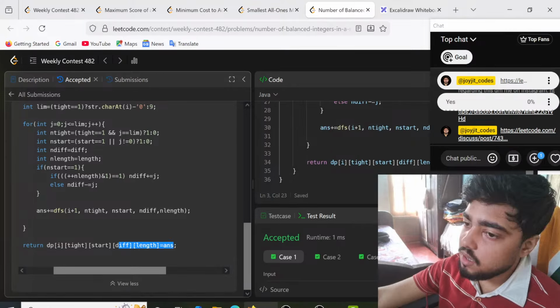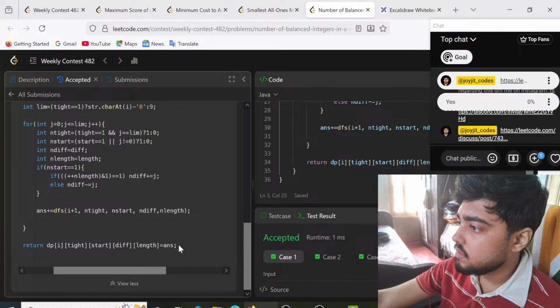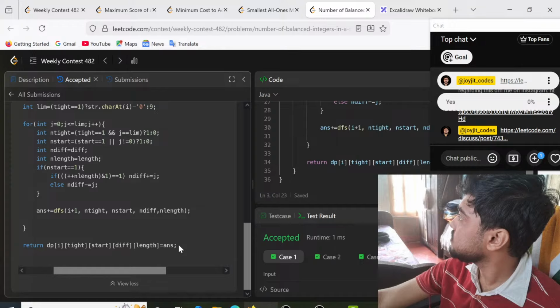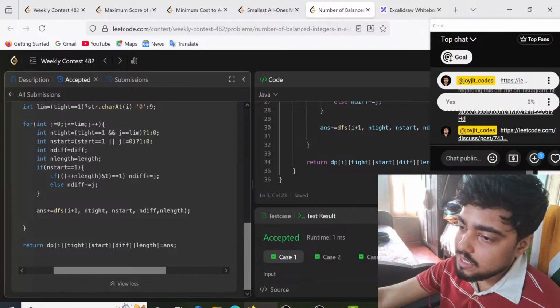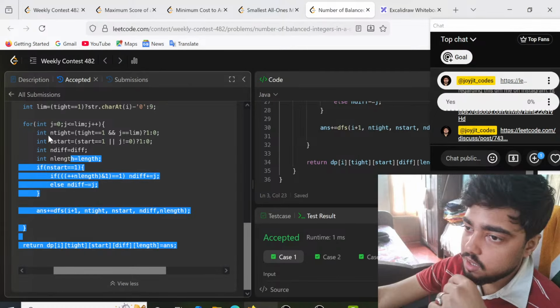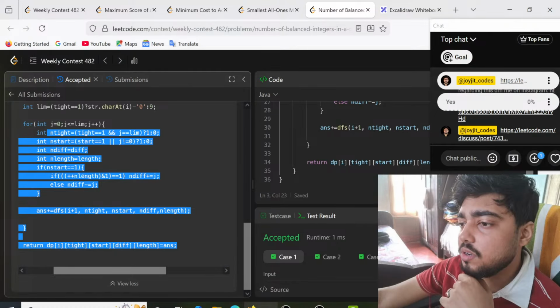So that at a later point, if you get that specific state again, you don't have to compute this whole thing because you have already computed it and stored it in the answer.